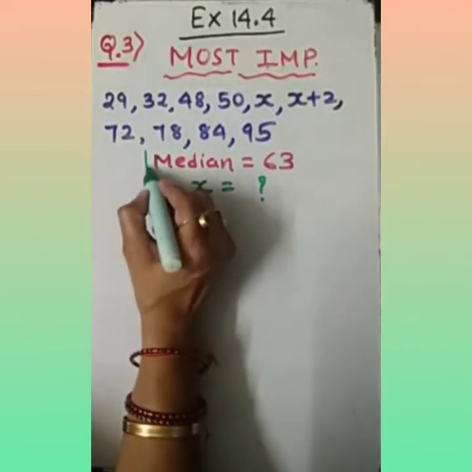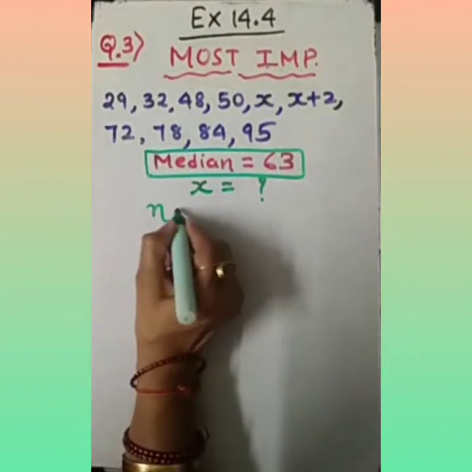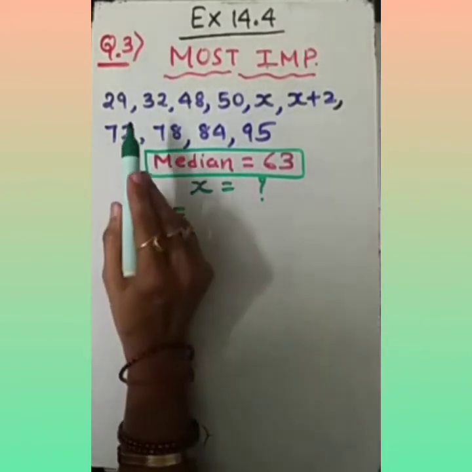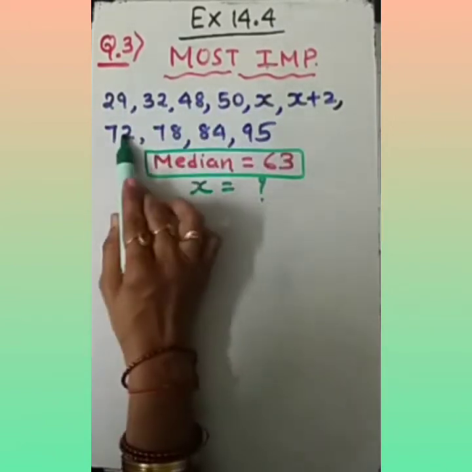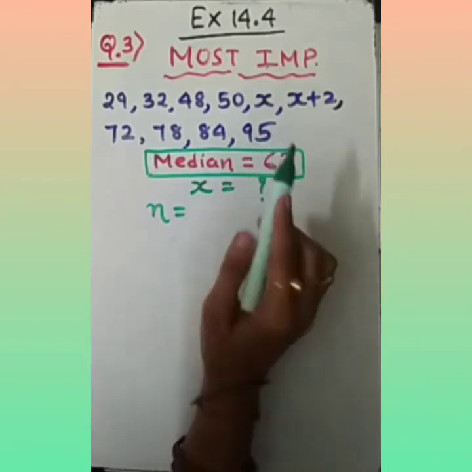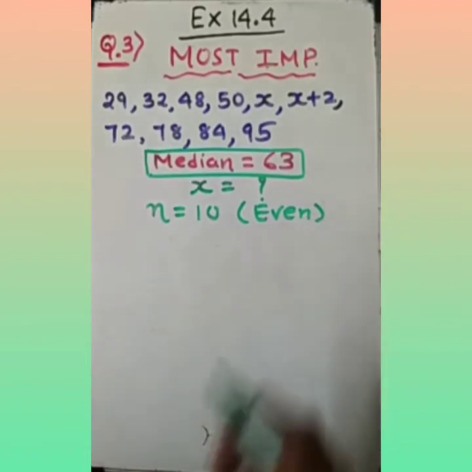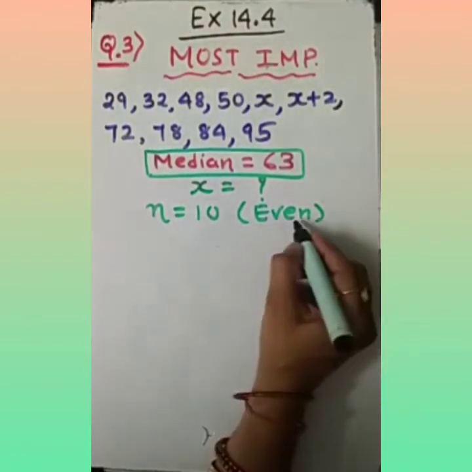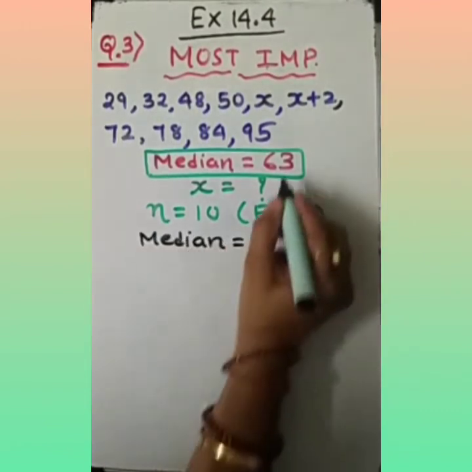Okay dear, very simple, very easy. The data is already given in ascending order. We need to work out n first. n is the total number of observations. How many observations are there? Let's count: 1, 2, 3, 4, 5, 6, 7, 8, 9, 10. So n equals 10, which is an even number. Got it? So my dear student, here we are going to apply the formula for the median of an even number. The median is already given, median equals 63.